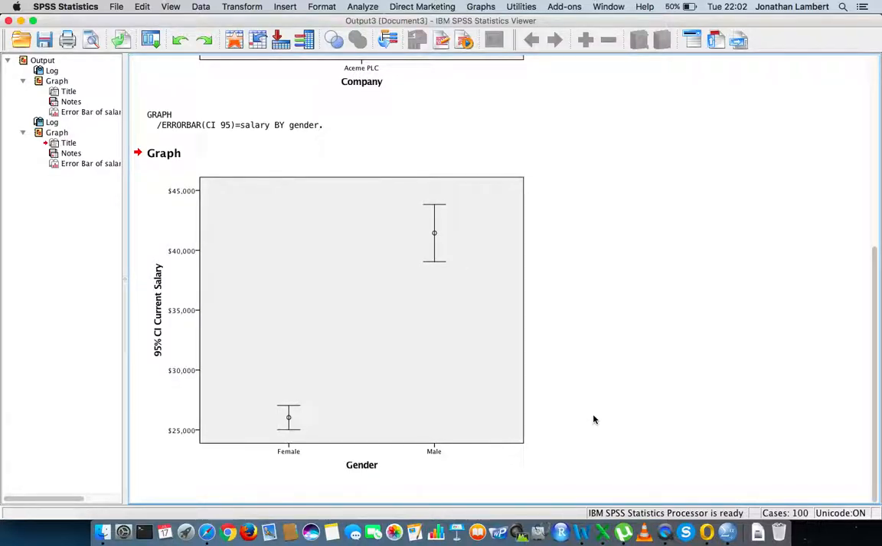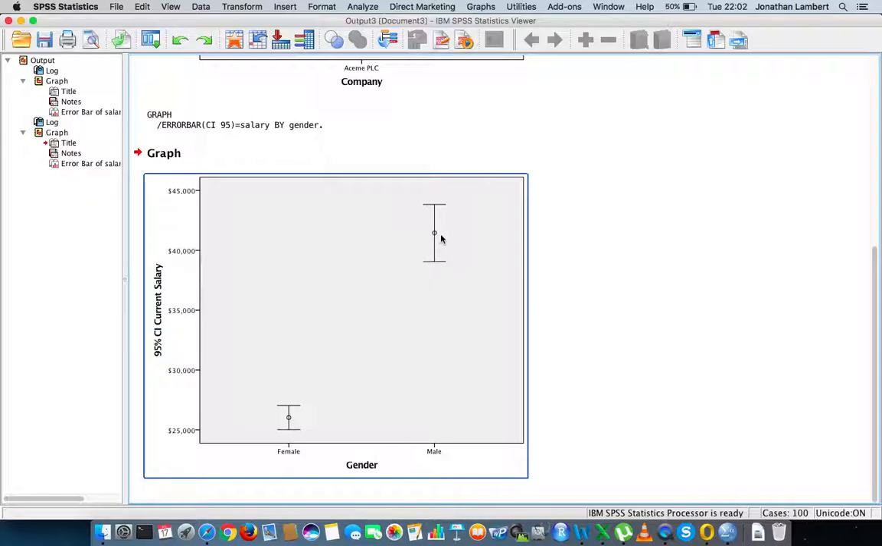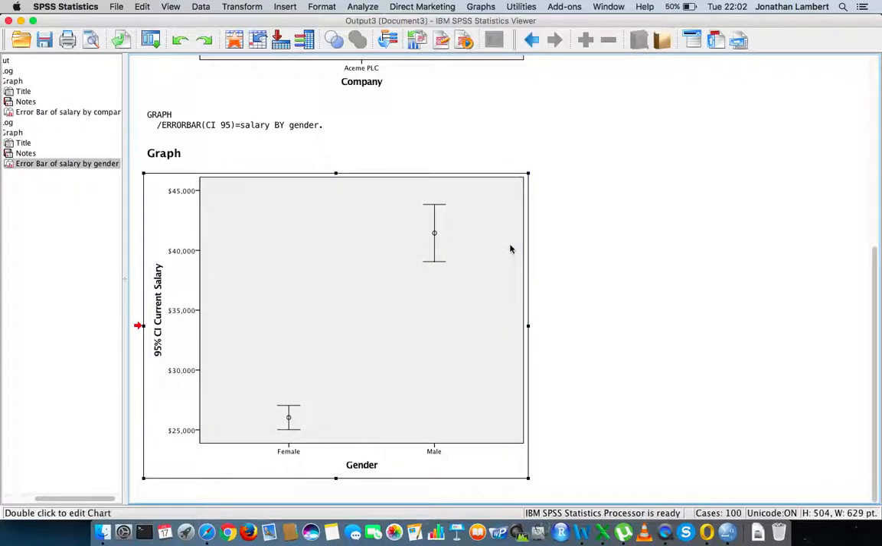Now, once again, the interpretation here is that the round circle represents the mean. In relation to the female distribution, the mean is positioned here, which is just slightly above $25,000. The confidence interval lower bound is at $25,000 and the upper bound seems to be about $27,000. So with respect to the mean, the confidence interval is very tight around the mean, compared to the male distribution, where you can see that the confidence interval is a lot wider.